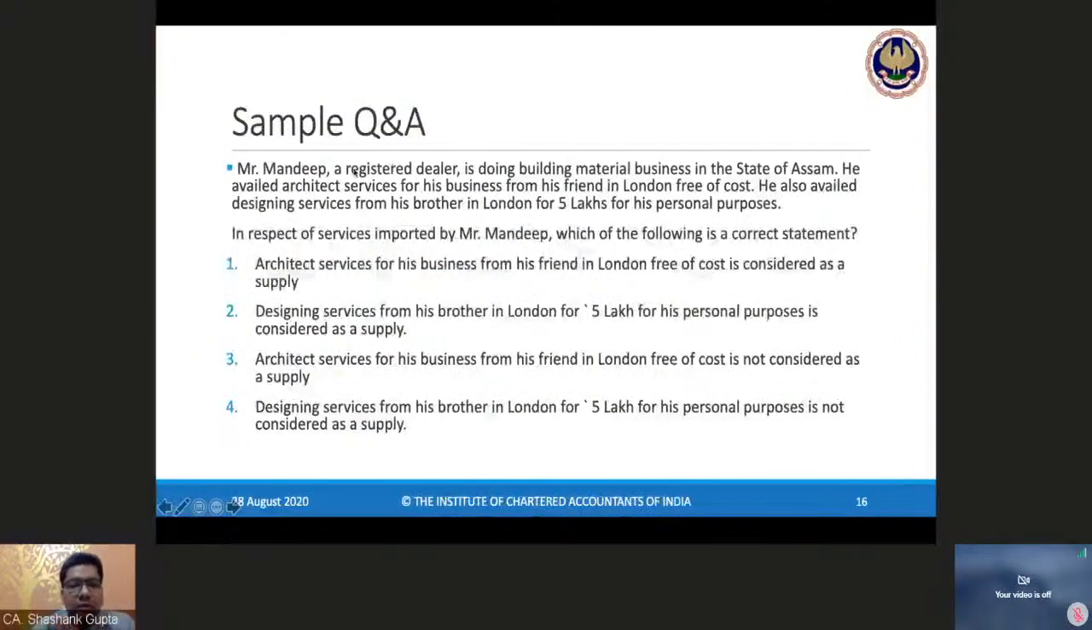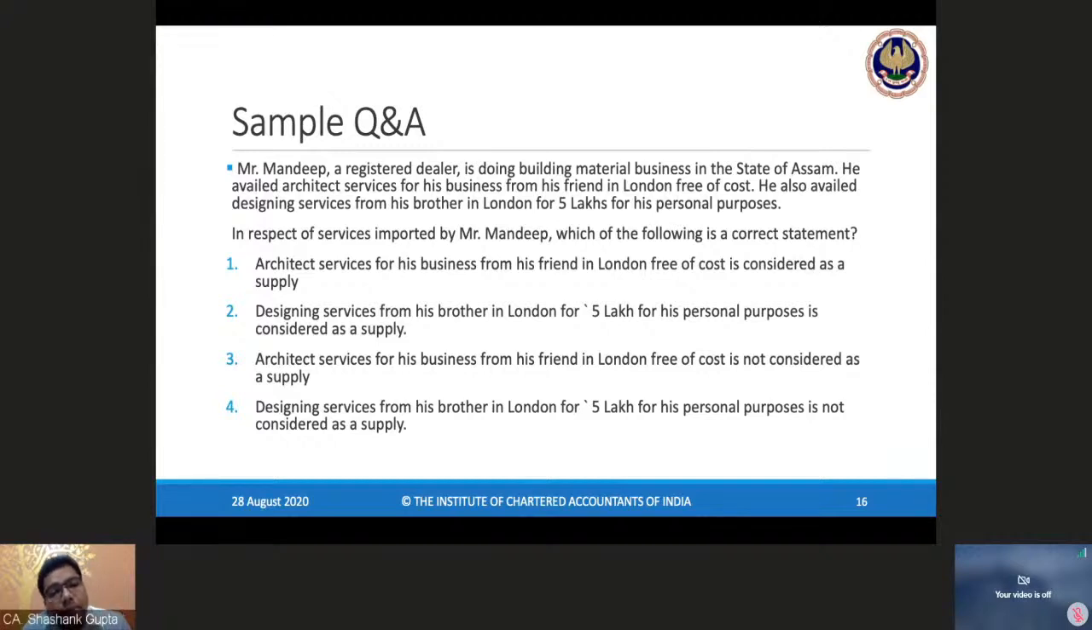Before I go on to tell who has answered correctly, let us see what the question says and what it is wanting out of us. So it says, Mr. Mandeep, a registered dealer, is doing material business in the state of Assam. He availed architect services for his business from his friend in London free of cost. He also availed designing services from his brother in London for 5 lakh for his personal purposes. In respect of services imported by Mr. Mandeep, which of the following is a correct statement?